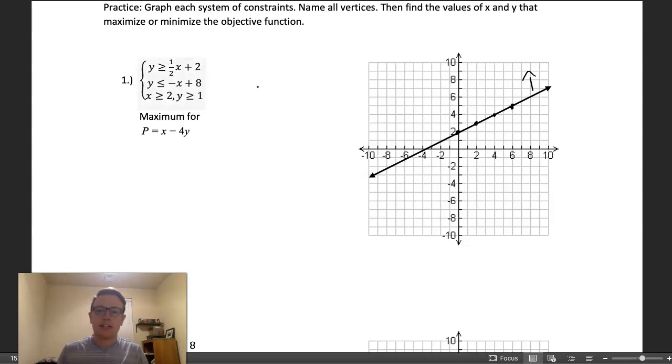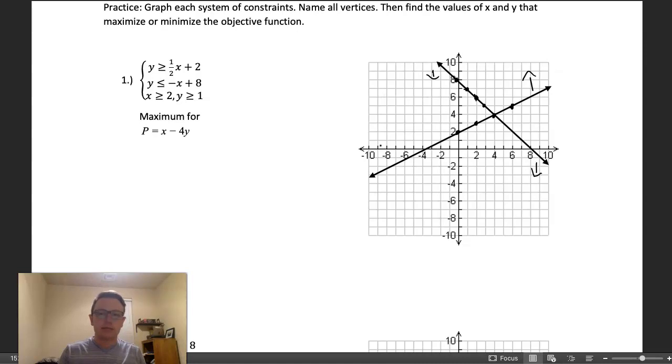y is less than or equal to minus x plus 8. So we're going to start at plus 8. We're going to go down, going to keep going down. Looks like we have a vertex there. Let's go ahead and graph that line as well. And here we have our next line. y is less than or equal to minus x plus 8. This one, less than or equal to, we're going to be going down from here.